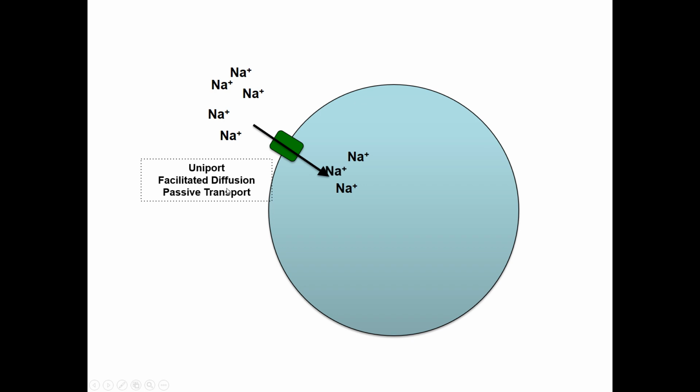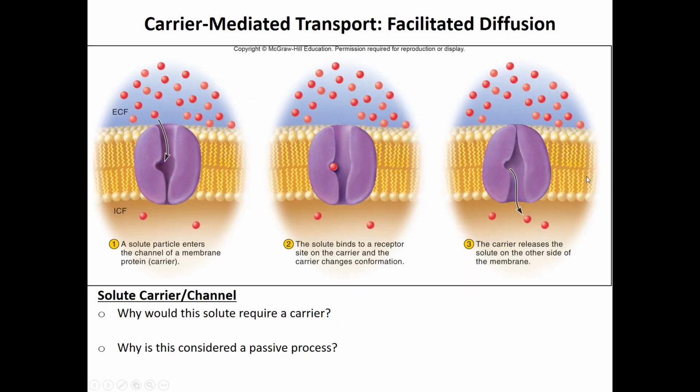Now, this channel is considered a uniport, and that's because it's only transporting one entity. Again, this is an example of facilitated diffusion because sodium is still diffusing down its concentration gradient, but the use of the channel makes it facilitated or carrier mediated. And finally, it's passive transport. No ATP is required because the sodium is moving down its concentration gradient.